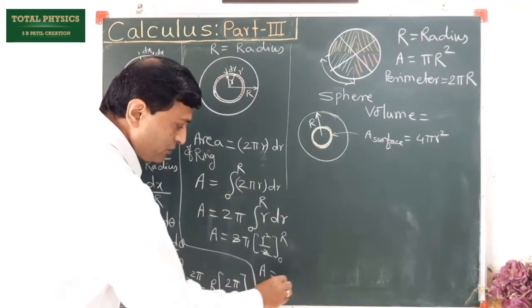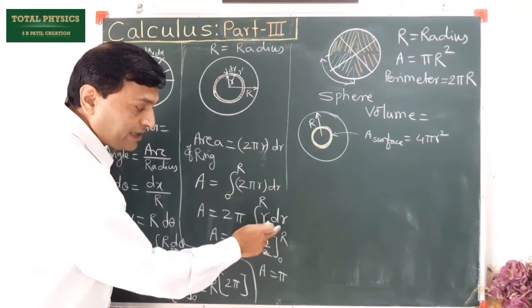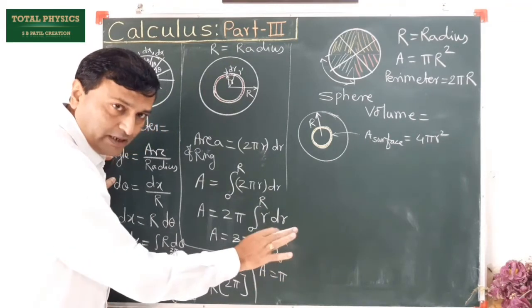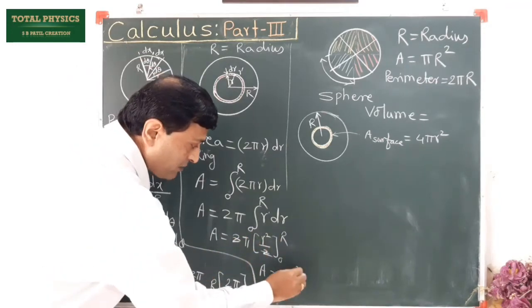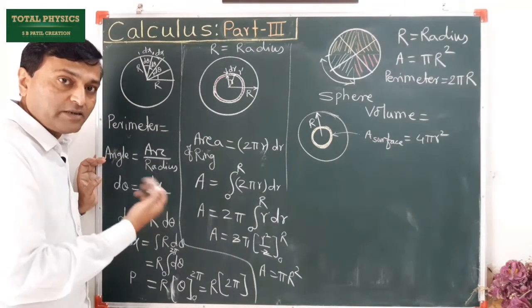Then A is equal to pi. Put the value of small r as capital R, top value, minus bottom value 0, forget it. The top value is R, which means R squared, pi R squared. This is the formula for the area of a circle by the integration method.